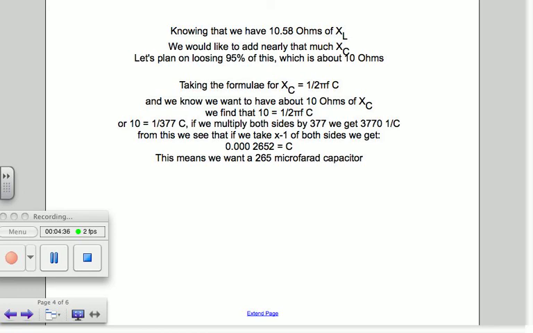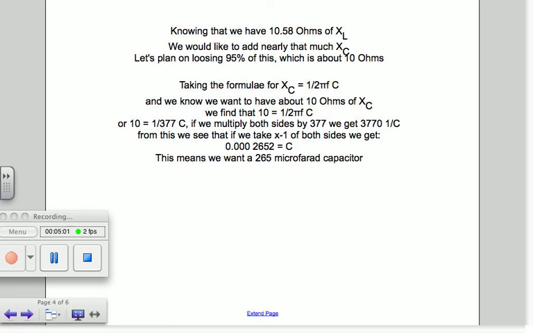Almost exactly 10 ohms that we want to get rid of, right? So if we want to do that, we need to back into this, and we need to find what capacitor we need to add to this circuit to get our 10 ohms of X sub C, because it's going to subtract from our X sub L, because they're 180 degrees out of phase from each other, so one just subtracts from the other.